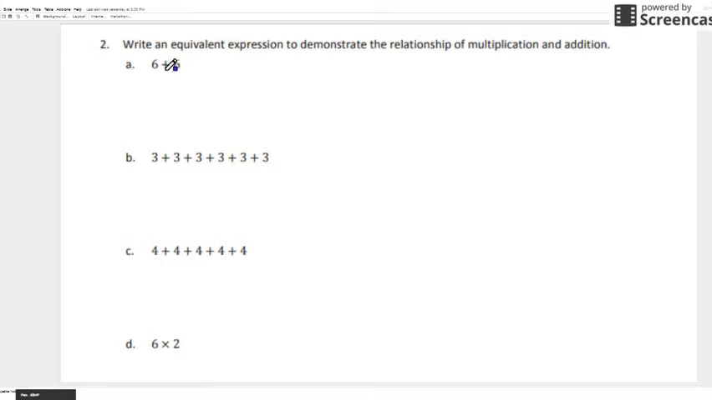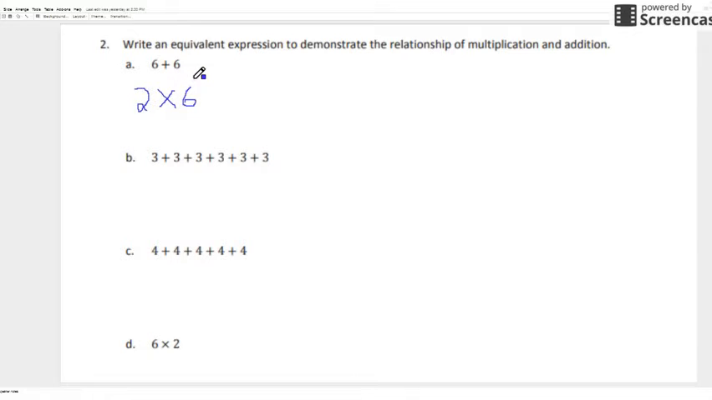So this is 6 plus 6. Well, since there's an addition here, they want us to write it as a multiplication problem. Since I have 2 6's, this is 2 times 6. So I took the addition sentence and I wrote it as a multiplication sentence.